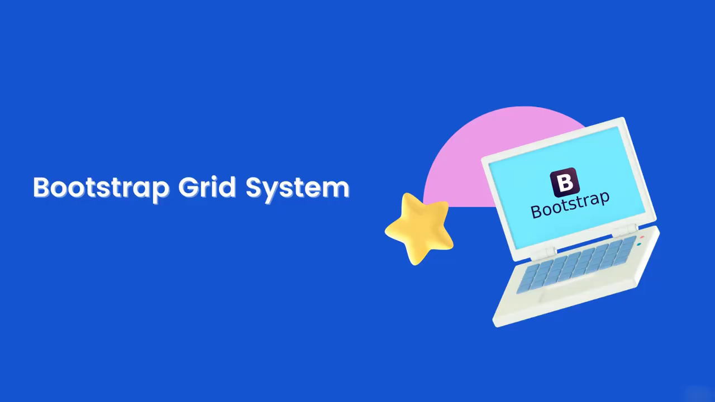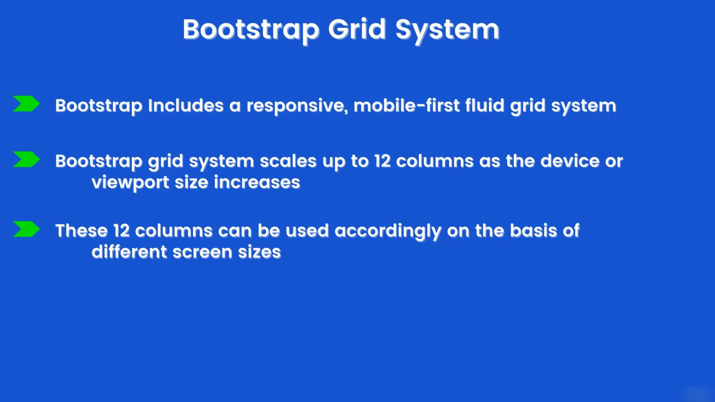So let's see what is all here in the Bootstrap grid system. Bootstrap includes a responsive mobile first fluid grid system. As I said, all this responsive web design is possible because of this grid system itself. Bootstrap grid system scales up to 12 columns, alright, as the device and viewport size increases. So it all depends on how you want these 12 columns to use.